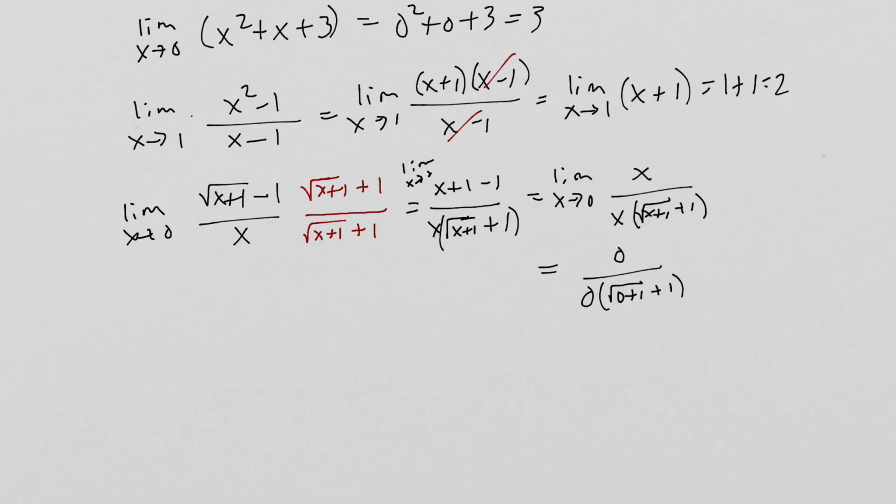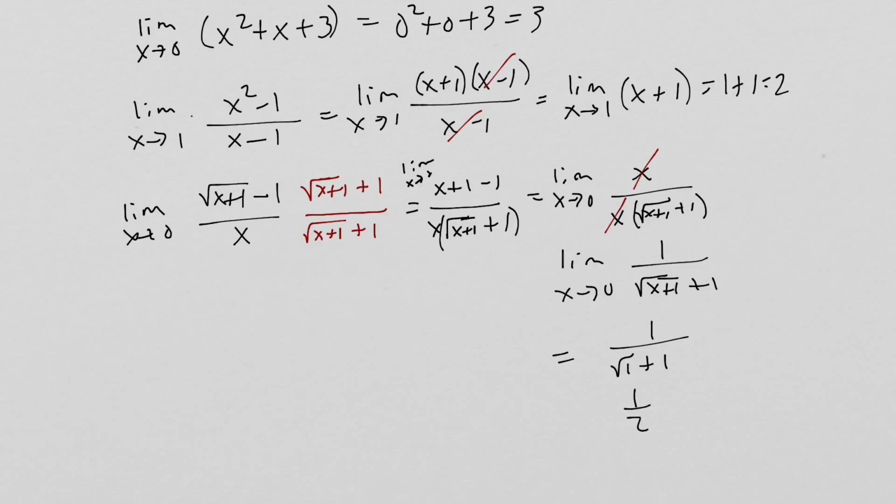Oh, wait, silly me. Let's back this up. Alright, so the first thing I'm going to do is cancel out what's common. So I can cancel out both those x's. So I've got the limit as x goes to 0 of 1 over square root of x plus 1, plus 1, which would be 1 over square root of 1 plus 1, so 1/2.